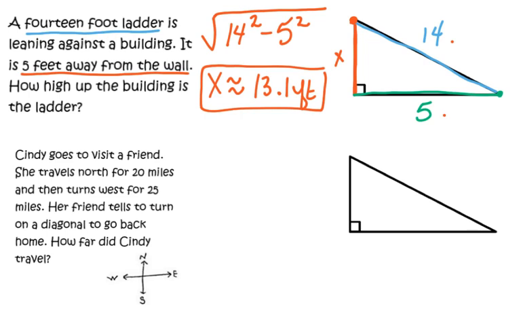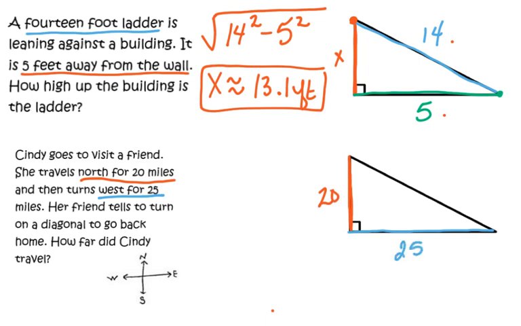Okay, Cindy goes to visit a friend. She travels north for 20 miles and then turns west for 25 miles. Her friend tells her to turn on a diagonal to go back home. How far did Cindy travel? So remember that the up and down leg, the vertical leg, is our north or south. And then the horizontal leg would be east or west. So this would be 20. This one would be 25.